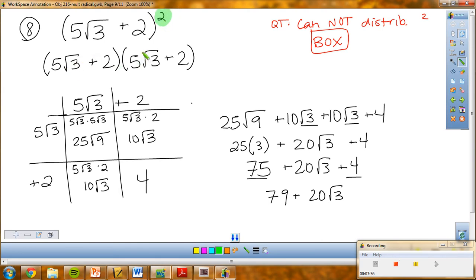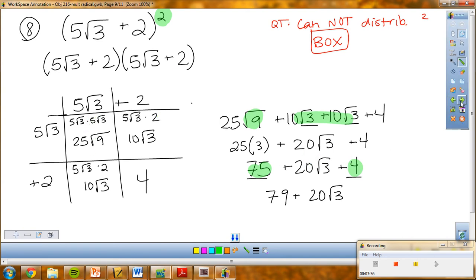We're doing a box method here. Then we get these groups where we can combine like terms. We also have roots that we can simplify, and then again we have like terms to simplify. So there's a lot of extra stuff going on after we do the multiplication.